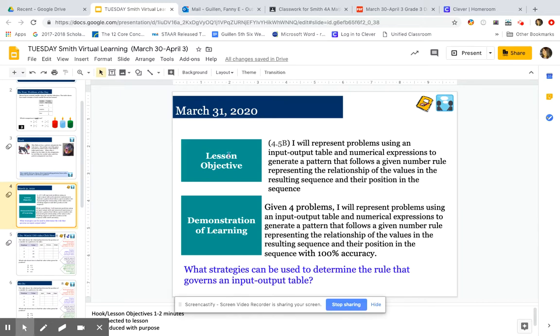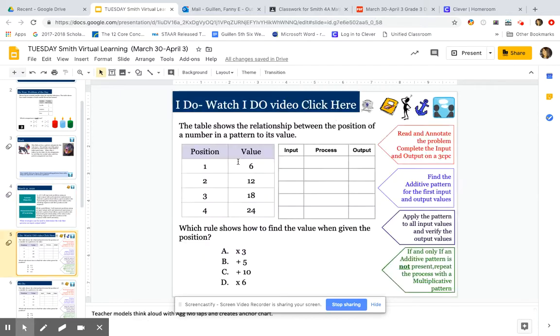Today we're going to be doing 4.5b, and our lesson objective is I will be able to represent problems using an input-output table. So the same thing we did yesterday, using numerical expressions to generate a pattern that follows a given number rule, representing the relationship of the values in the resulting sequence and their position in the sequence. So you will have 4 problems. In these 4 problems you will be finding the rules.